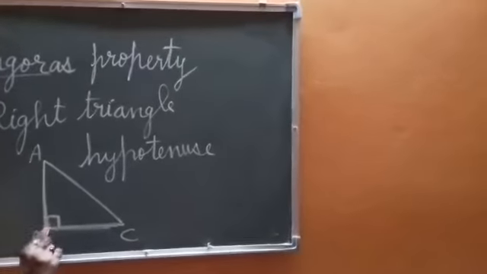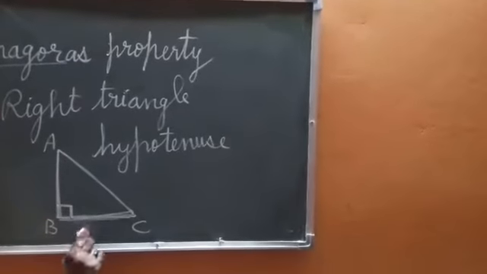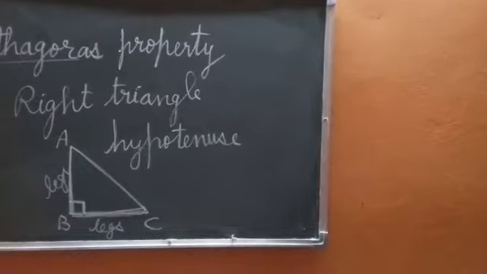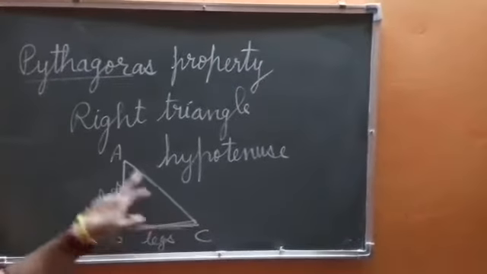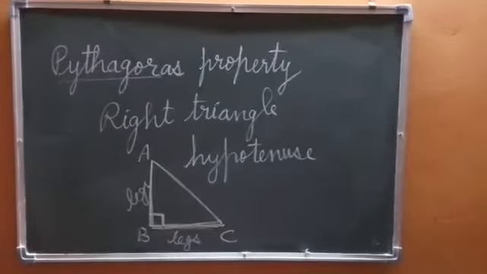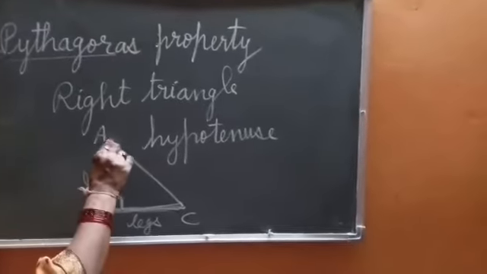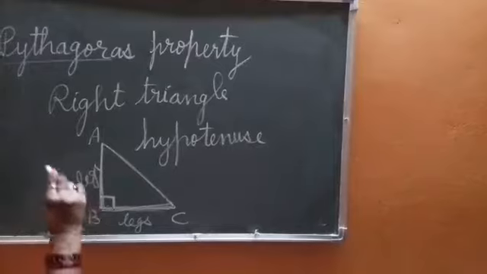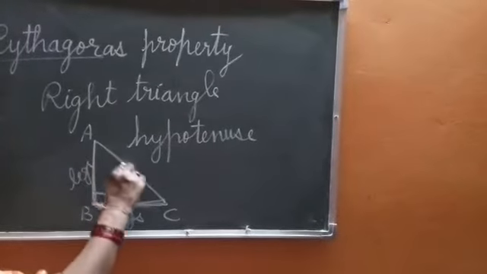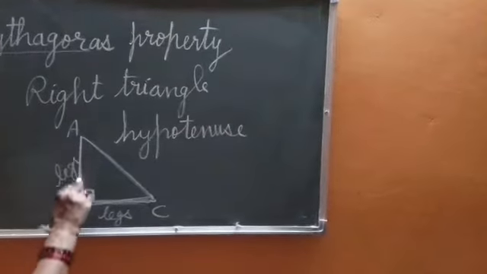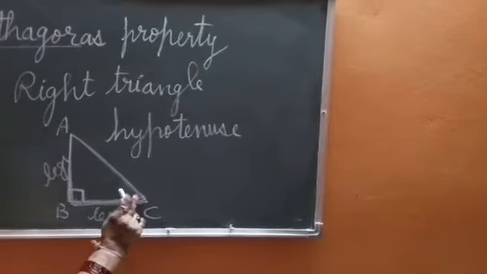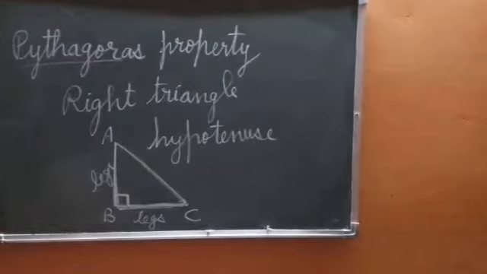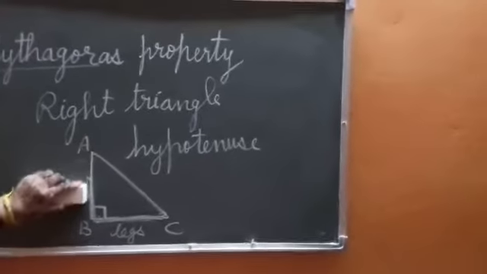And these two sides are called legs of a right triangle. These two are legs, and this is the hypotenuse, so the names are clear to you. The side opposite to the right angle is called the hypotenuse, and these two are called the legs. Now let us study the property. I hope this is clear about the right angle triangle.